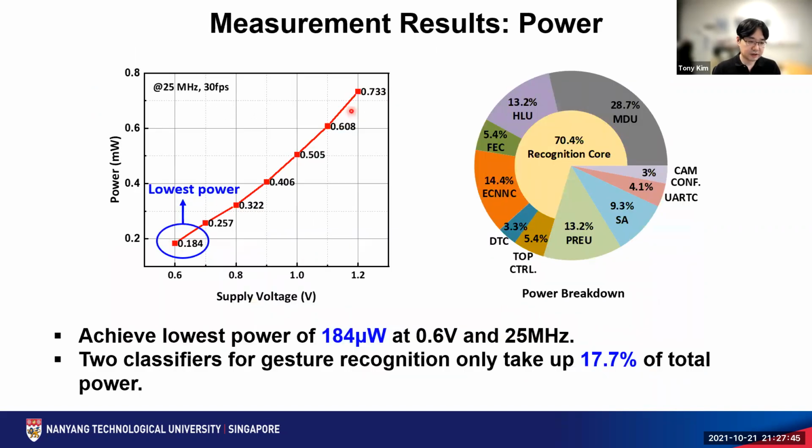So this is the power versus supply voltage. If you increase the supply voltage, of course, it will consume more power, but it can process more frames. But even if you use 0.6 volt, you can still process 30 frames per second, which is the minimum requirement for video. So this is the power breakdown.